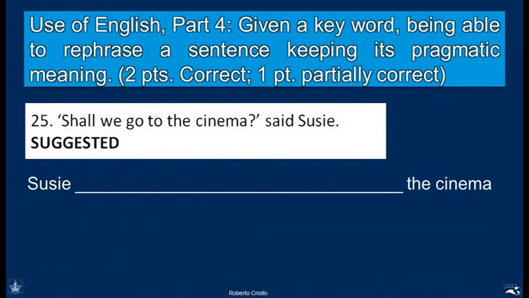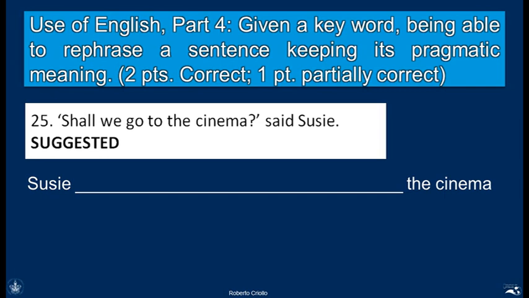Now let's turn to part 4. In this case, the ability that you need to succeed at this task is transformation. This means that they will give you a sentence and they will give you a keyword, and what you need to do is to rephrase the sentence using the keyword so that the sentence keeps its pragmatic meaning, that it means exactly the same. Okay, and in this part you get 2 points for every correct answer and 1 point for a partially correct answer.